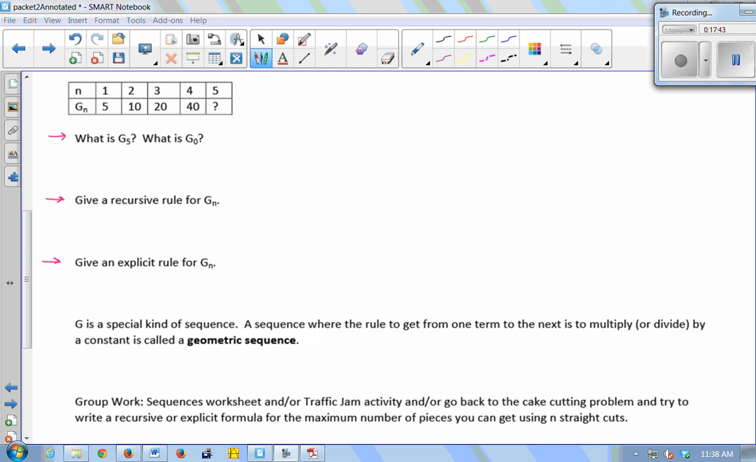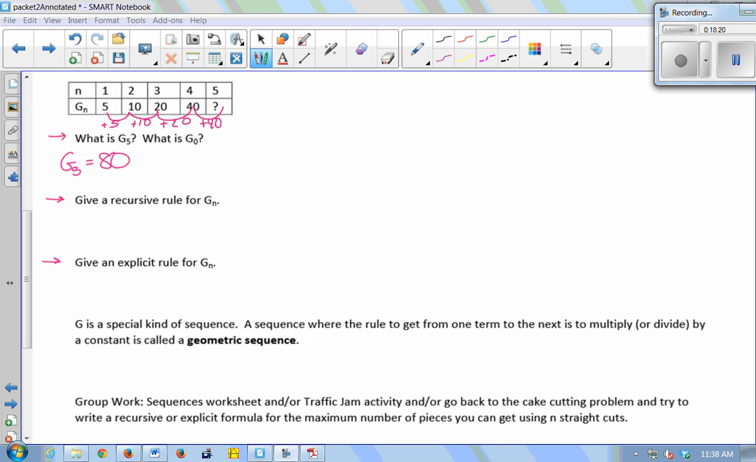So one is that people looked at addition, right? They said, oh, okay, to get from 5 to 10, we do plus 5. To get from 10 to 20, we do plus 10. To get from 20 to 40, we do plus 20. And they said, oh, look, you do 5 plus 5. So you do 5 plus itself, and you get 10. We do 10 plus itself, and you get 20. 20 plus itself, and you get 40. So this would be 40 plus itself, and you get 80. So G sub 5 would be 80.